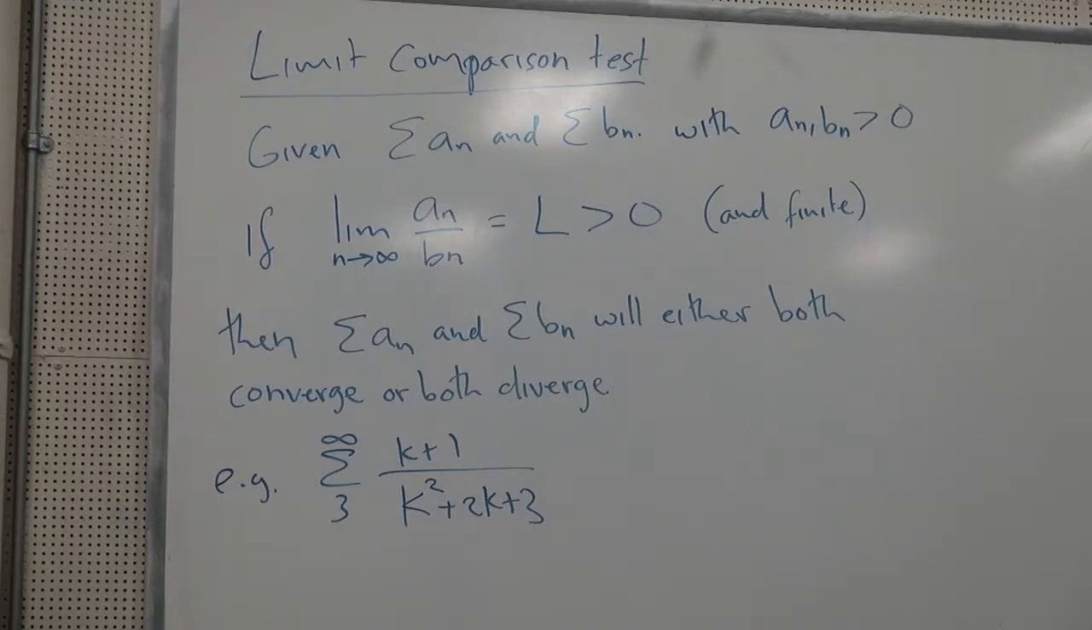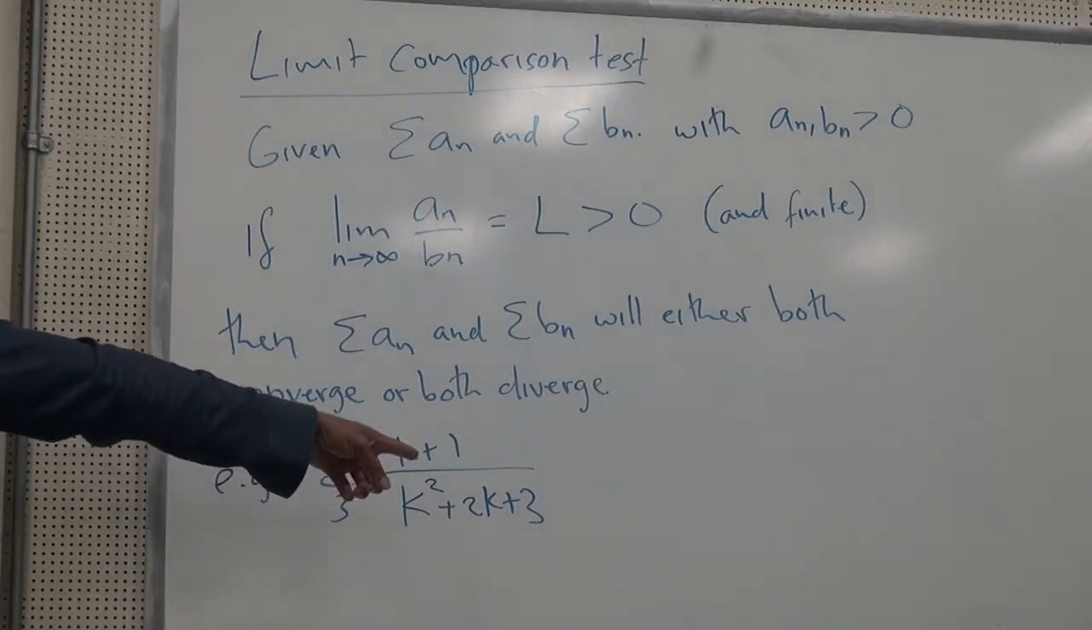You can integrate that, right? You can do a u sub on the bottom, u equals k squared plus 2k plus 3, right? Your du would be 2k plus 2, right? You can factor out the 2 and get that k plus 1, which gives you the top. So the integral test could work here.